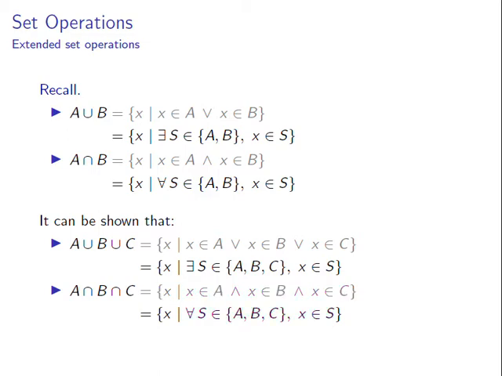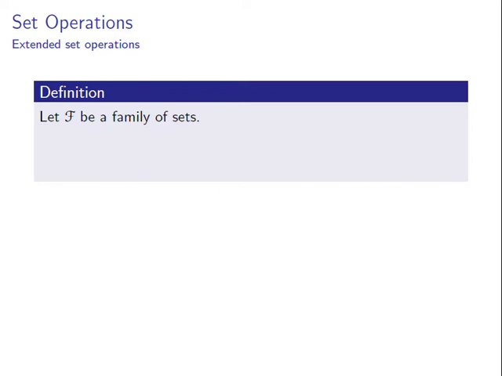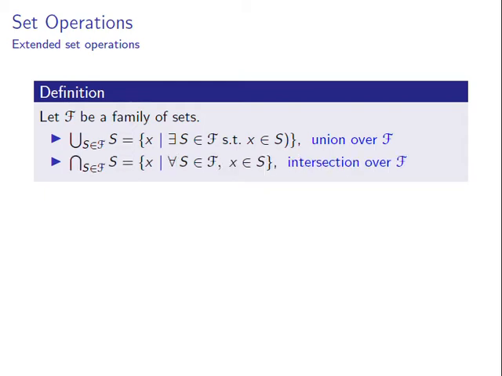This gives us an alternative definition of set union and intersection, which can be extended to an arbitrary family of sets, however large. Let F be a family of sets. The union of all sets S, where S is in F, consists of all objects X satisfying the condition that for some set S in F, X is an element of S. The intersection of all sets S, where S is in F, consists of all objects X satisfying the condition that for any set S in F, X is an element of S.